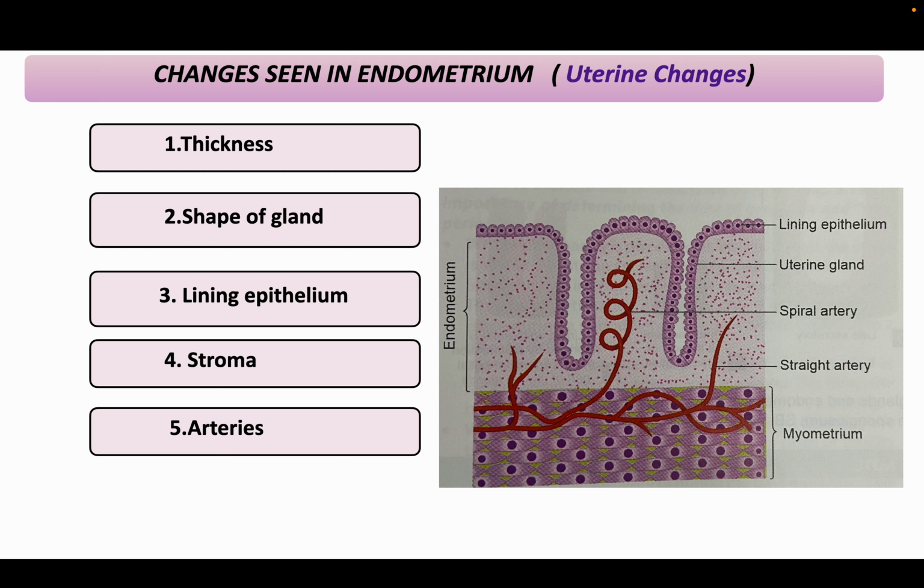Now we will discuss the changes seen in endometrium. We call them uterine changes. So we will discuss the change in the thickness, shape of gland, lining epithelium, stroma and arteries. Now you know the structure of endometrium. It has lining epithelium, it has glands, then it has the thickness, then stroma is filling this gap between the epithelium and myometrium, and the arteries are running in this stroma of the endometrium. So we will discuss the changes.